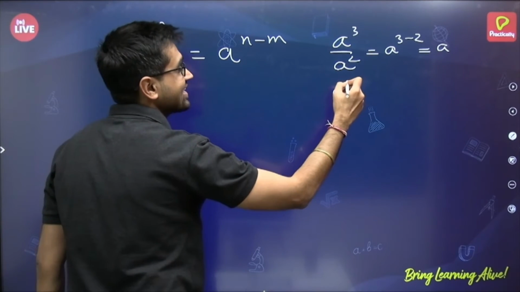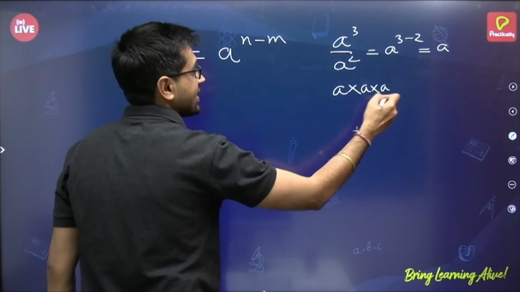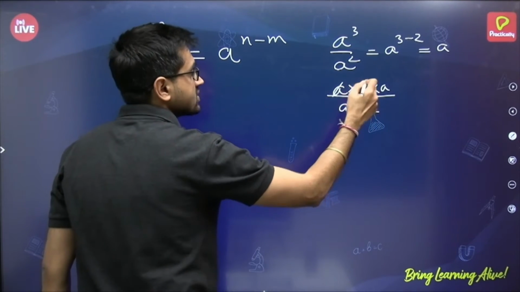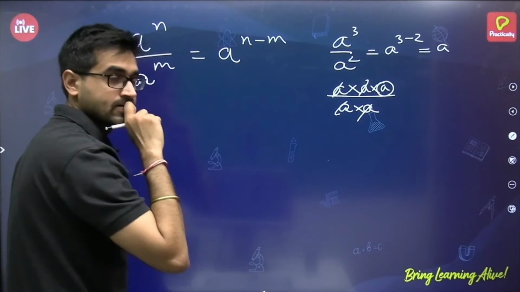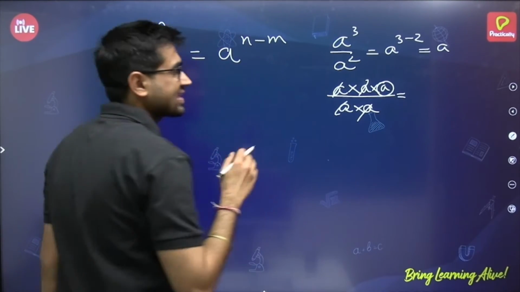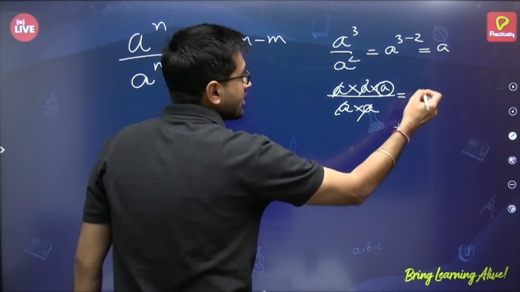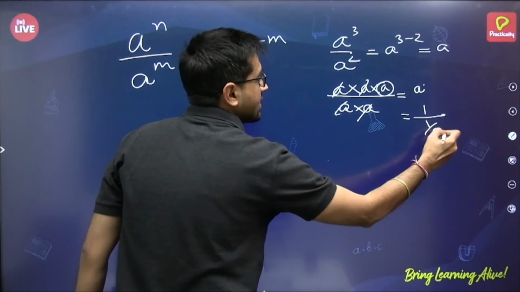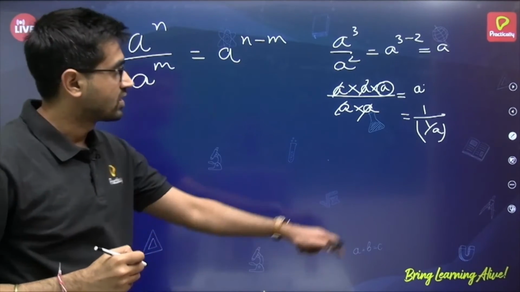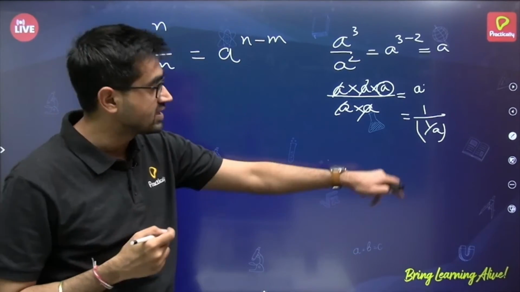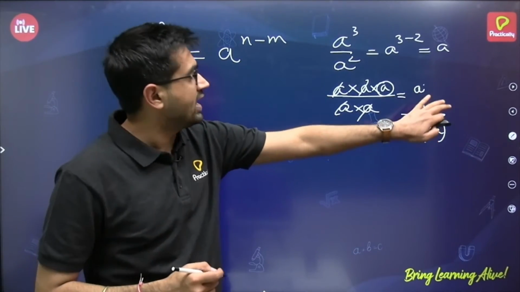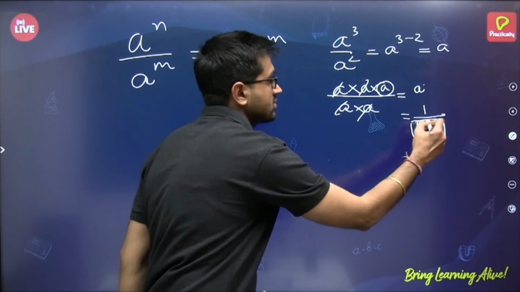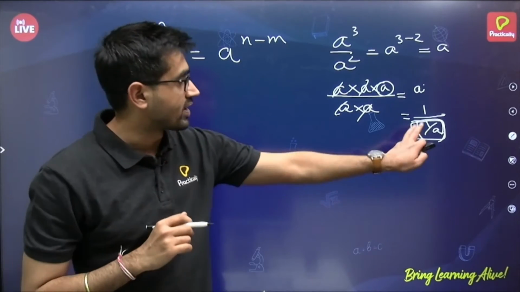So I can write this as a into a into a, and a into a. Now I do get this a left, but I can also say that this a is nothing but 1 divided by 1 divided by a. Think like this. I have done something different. This will become easier once you understand this line only, because 1 divided by 1 divided by a is nothing but a. This is something you have to keep in your mind.